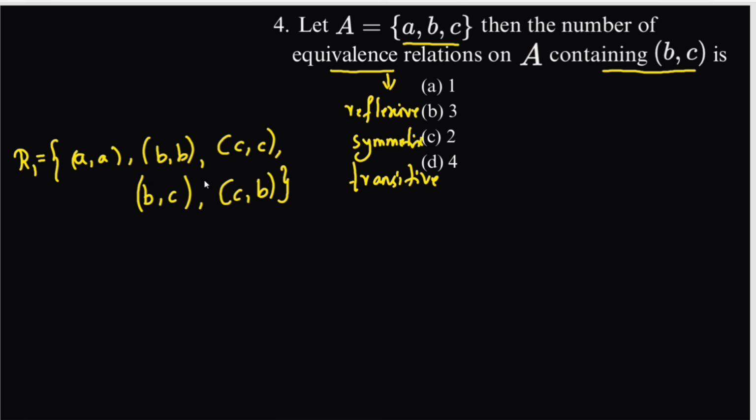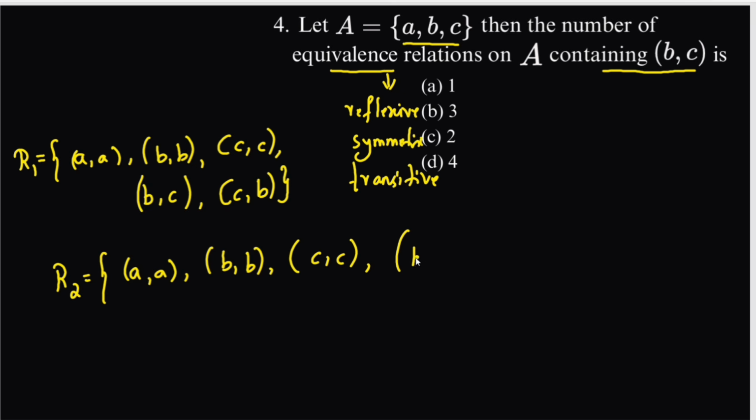Correct? We have considered only a few elements and written this relation. Or we can write one more relation also, by writing these reflexive elements, CC. Also, since we have to include BC, I am including that BC. So to make it symmetric, I am including CB. Correct? We can include the other element A comma B as well. Now check whether it is reflexive. Yes, it is reflexive. Is it symmetric?